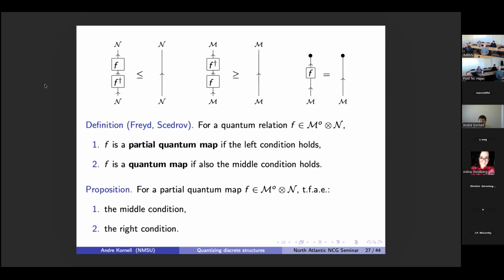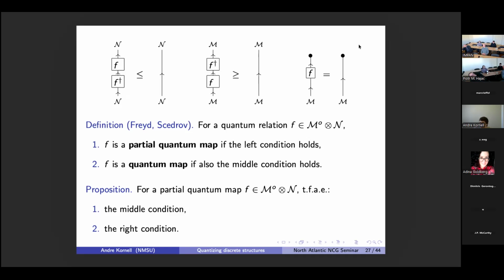One more observation here is that the middle condition is equivalent to the right condition. Classically these are two different ways to say that your relation is entire. Just like in the classical case, for partial quantum maps these two conditions are also equivalent, and they intuitively express that F is entire.